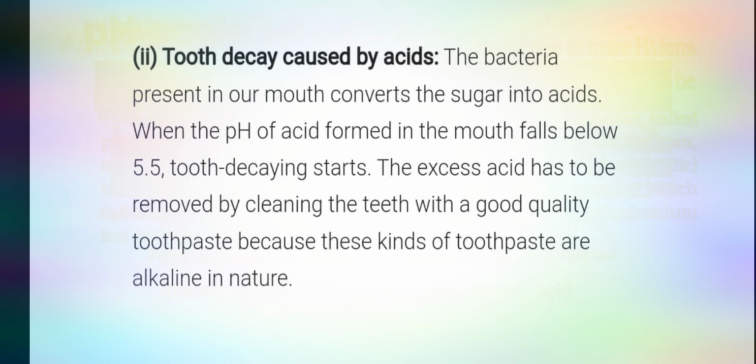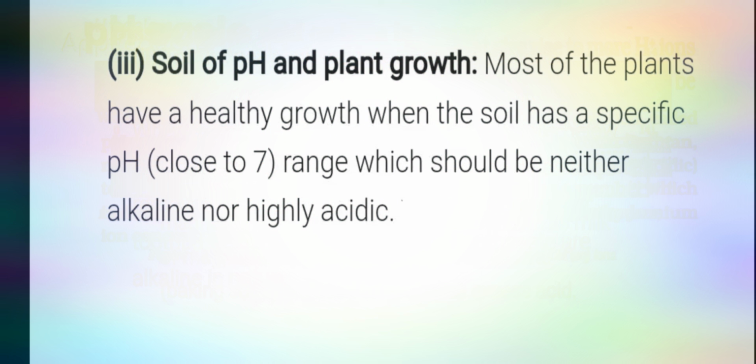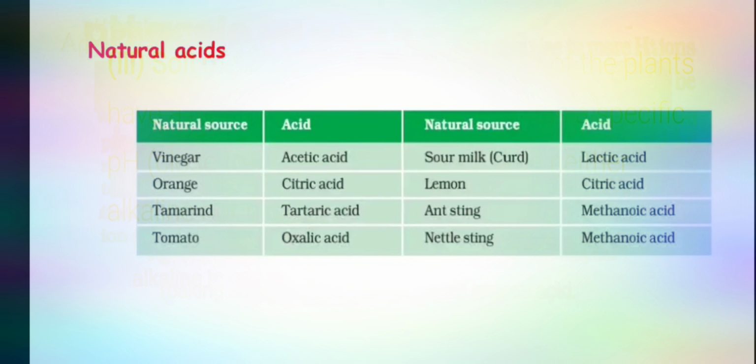Next application, tooth decay caused by acids. The bacteria present in our mouth convert sugar into acids. When the pH of acid formed in the mouth falls below 5.5, tooth decay starts. The excess acid has to be removed by cleaning the teeth with good quality toothpaste, because these kinds of toothpaste are alkaline in nature. Next, soil pH and plant growth. Most plants have healthy growth when the soil has a specific pH range, which should be neither alkaline nor highly acidic.